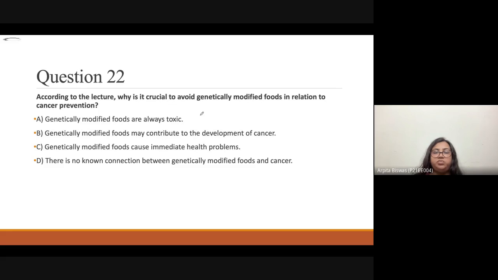According to the lecture, why it is crucial to avoid the genetically modified food in relation to the cancer prevention, first is the genetically modified food are always toxic. The second option is genetically modified food may contribute to the development of cancer, and the option C is genetically modified food cause the immediate health problem, and the fourth option is there is no known connection between the genetically modified food and cancer. So the right option is genetically modified food may contribute to the development of the cancer.